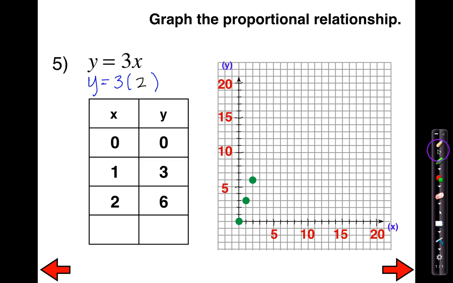Last but not least, since I have one more slot to put an input for, I'm going to go ahead and try the number 3. So here, if I plug in 3 for x, y would be 3 times 3, which is 9. So I'm going to go over 3, up 9, and plot my point here.